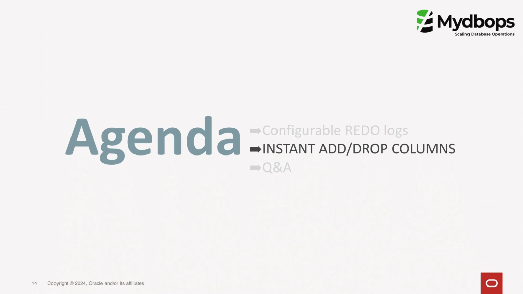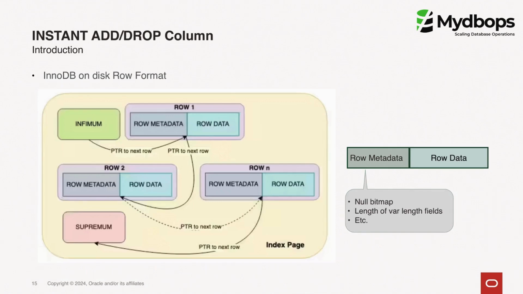Now I'll talk about another feature, which is instant add and drop column. This is very low level detail in the code, how this feature has been designed and implemented. So if you have any question at any point, you can just stop me. Before we understand how instant add and drop column has been designed and implemented, we need to understand the on-disk page format of InnoDB. So let's have a look.